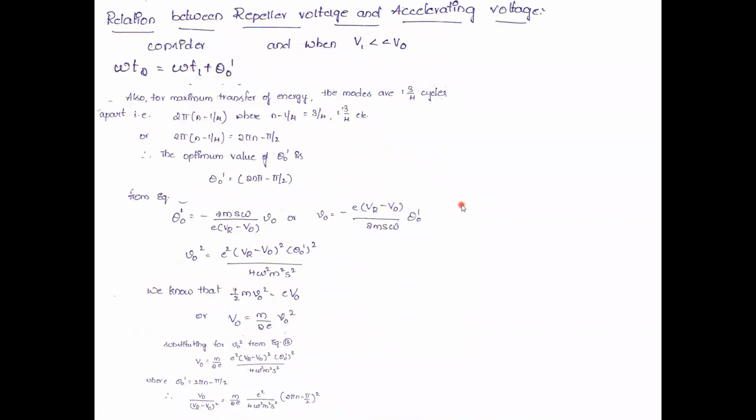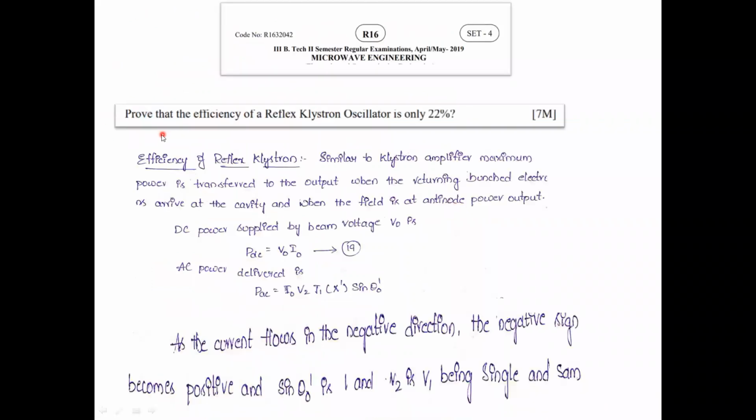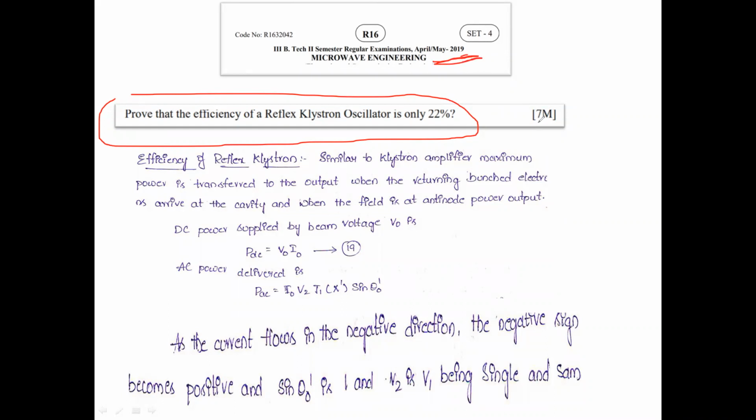Now let me move to the next thing. Prove that the efficiency of the reflex klystron is 22%. This has been asked many times in previous papers; last in 2019 it carried 7 marks. So what is the efficiency of the reflex klystron? Prove that the efficiency of the reflex klystron is 22%. So let me solve how to do this.